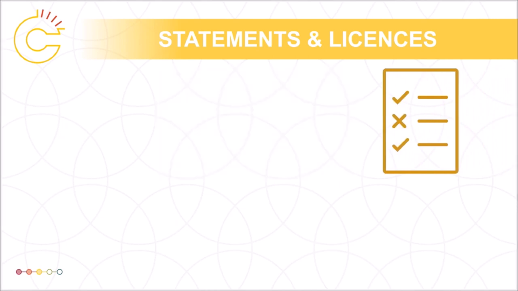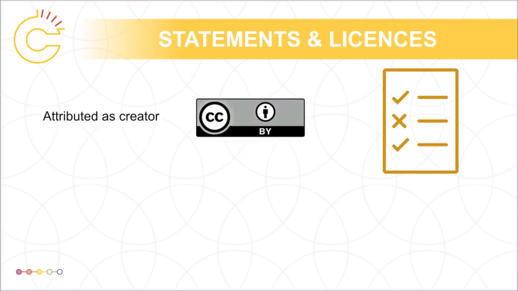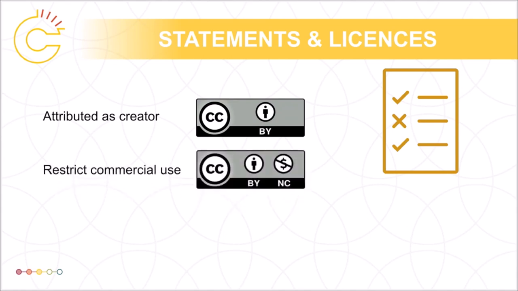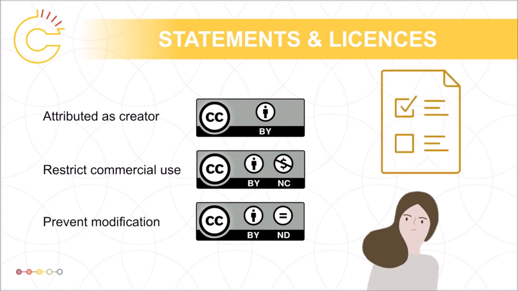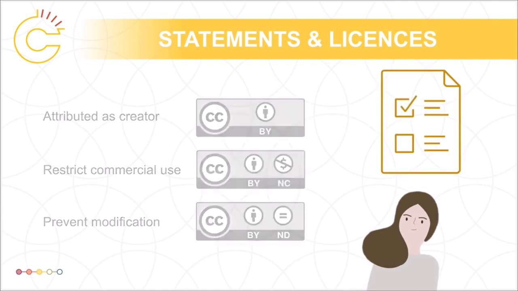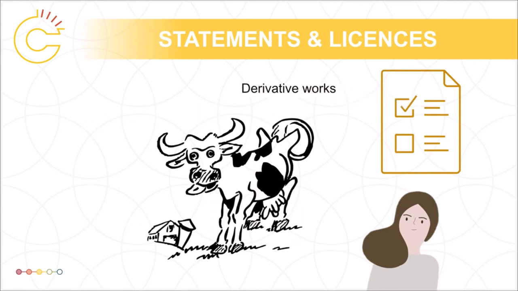For some images, Isabel may simply want to be attributed as the creator, giving as much freedom as possible to others to use her images. In other cases, she may want to restrict commercial uses or prevent others from sharing modifications of her work. Sounds good. Isabel should also know that some sites where she wants to share her images may require her to agree to the terms and conditions before uploading them. You mean those things I never read? In some cases, these terms may allow site operators to modify her images and create derivative works, which might conflict with her own uses of the work.